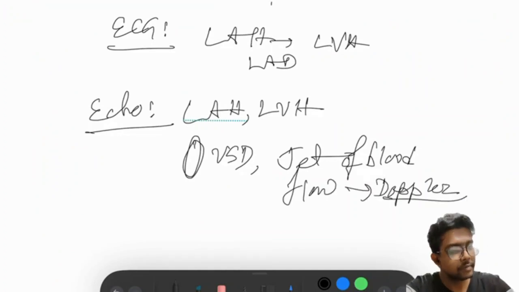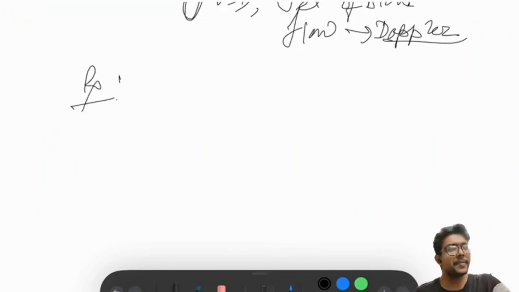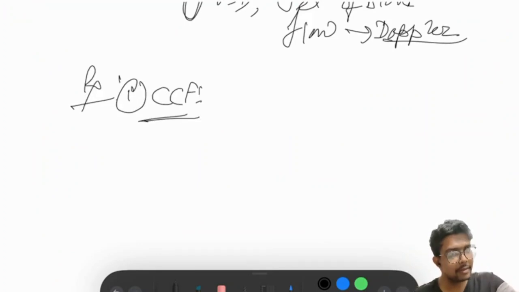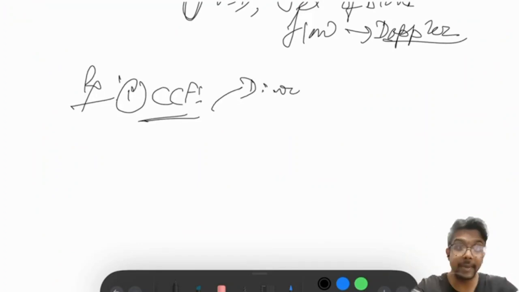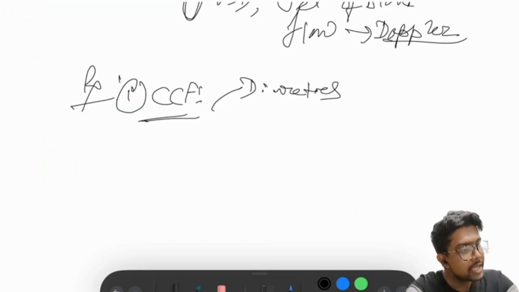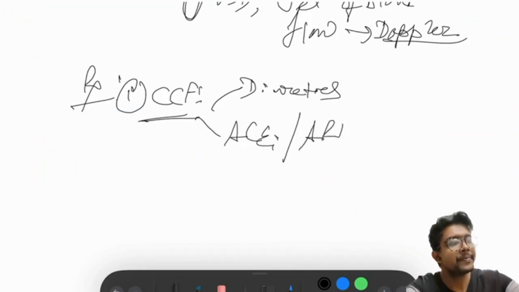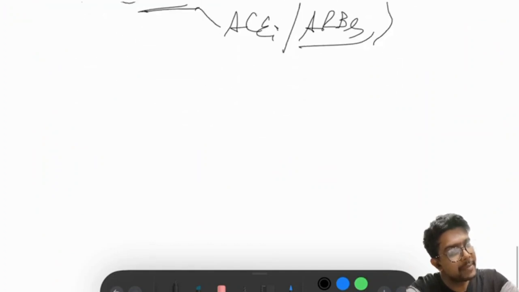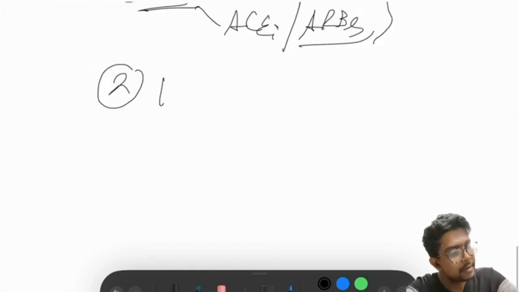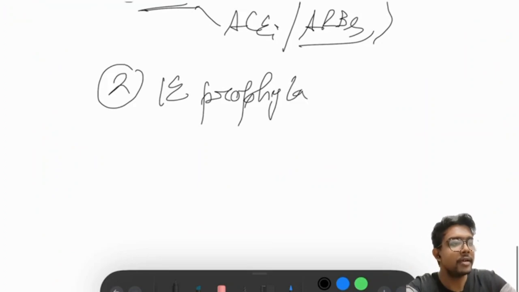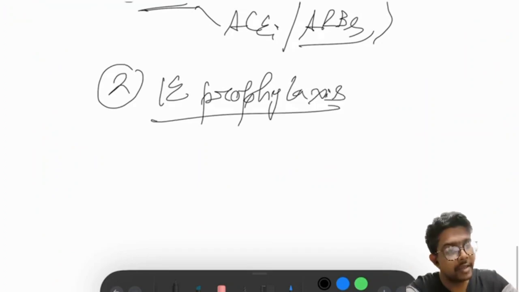Now, what is the treatment? Mainly there will be congestive cardiac failure, so you will give diuretics like Lasix. You will give ACE inhibitors like enalapril or ARBs. You have to give infective endocarditis prophylaxis, as it may be a complication of this disease. But the definitive management is surgery.